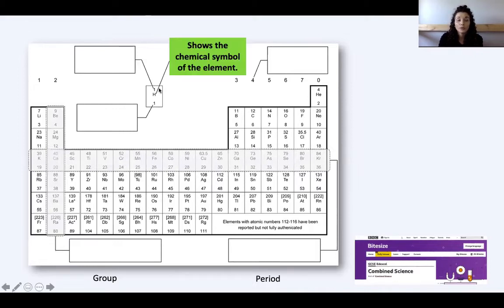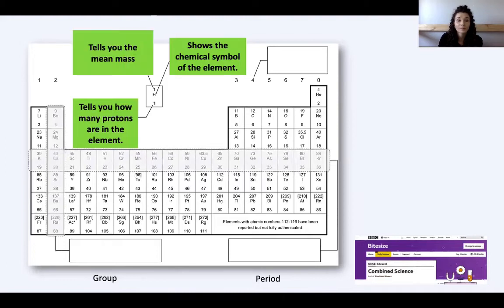So you probably already know that each element has a chemical symbol. That's either a capital letter or a capital letter and a lowercase letter, and each of the elements has a different chemical symbol. You've got the atomic number, like we talked about, which tells you how many protons are in the element. And you've got the relative atomic mass, which tells you the mean mass. We'll go on to talk about why that's the mean mass in just a moment. But that's the mass number.